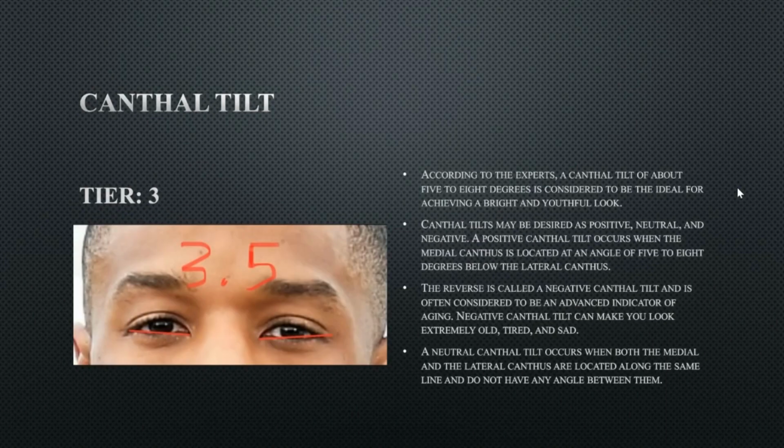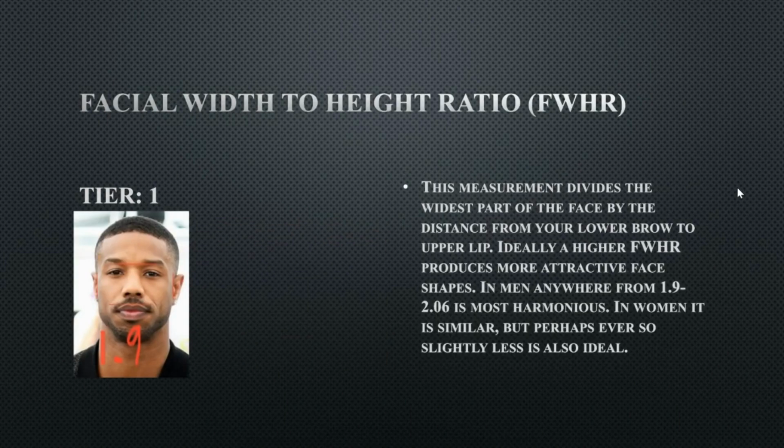His canthal tilt is 3.5, which is decent, so it's normal, but it's not within the ideal range, but it's good to still have a positive canthal tilt. His facial width to height ratio should be compact. This is the facial features in his mid-face area, going from the eyebrows down to the upper part of his upper lip. And he does have a tier 1, so that is ideal, but is at the lower end.